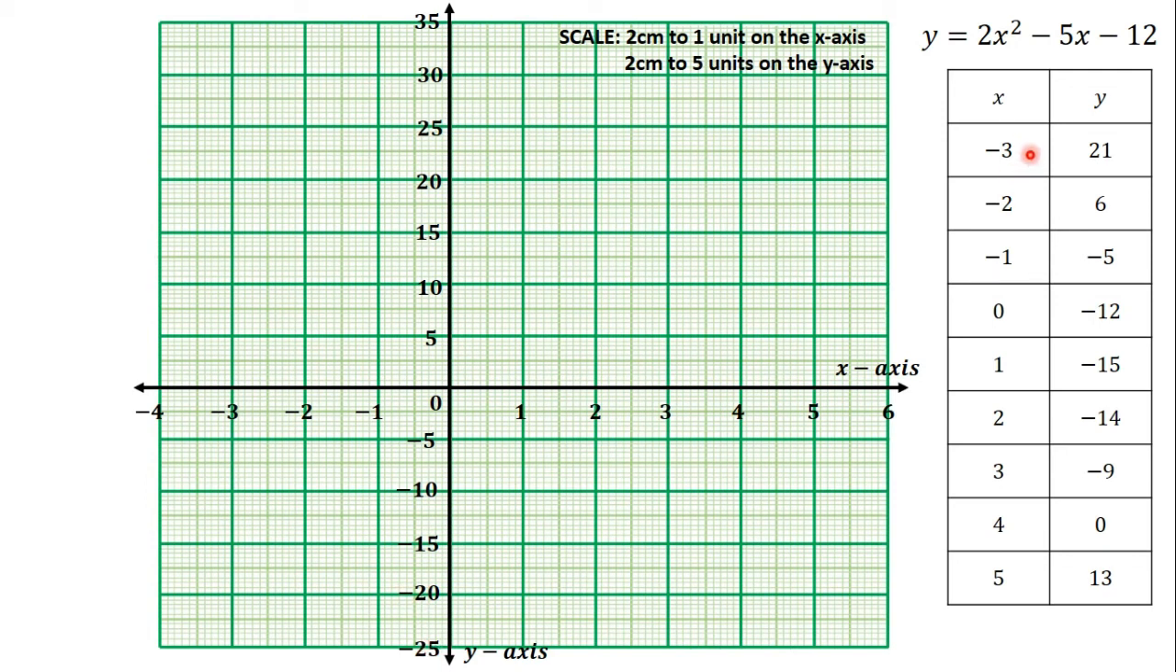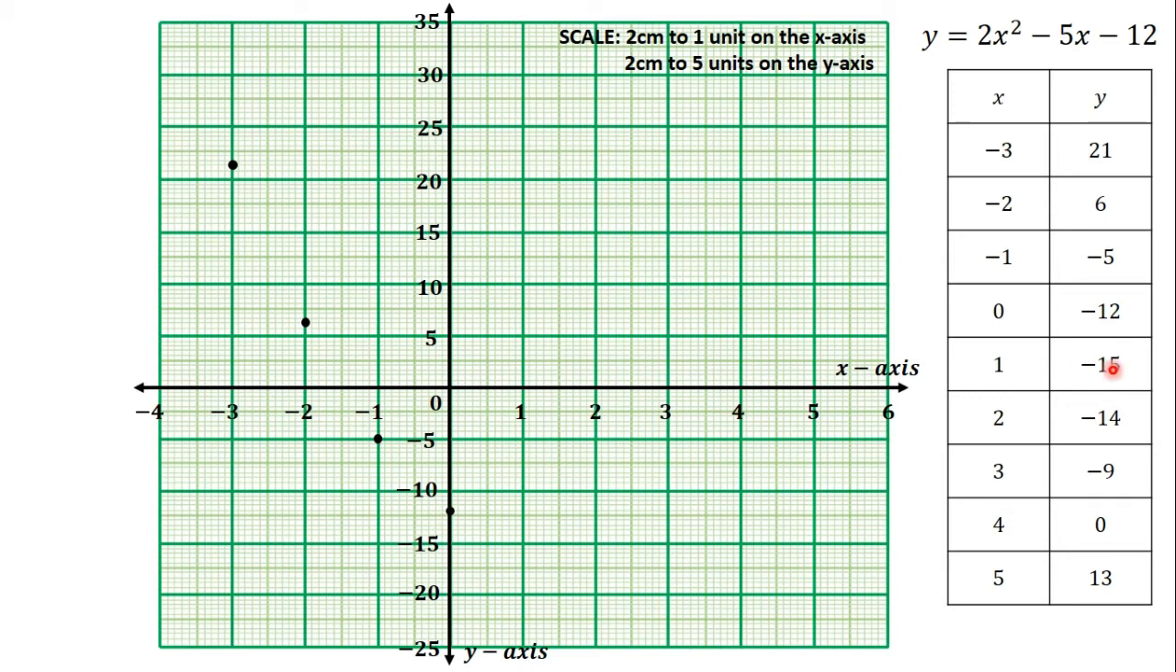We can now plot our points. The first point is minus 3, 21. So minus 3 on the x-axis and 21 on the y-axis. We have that point here. The next one is minus 2, 6. So minus 2 on the x-axis and 6 on the y-axis. We have the point here. The next one is minus 1, minus 5. Minus 1 on the x-axis, minus 5 on the y-axis. We have it here. The next one is 0, minus 12. So 0 on the x-axis, minus 12 on the y-axis. We have the point here.